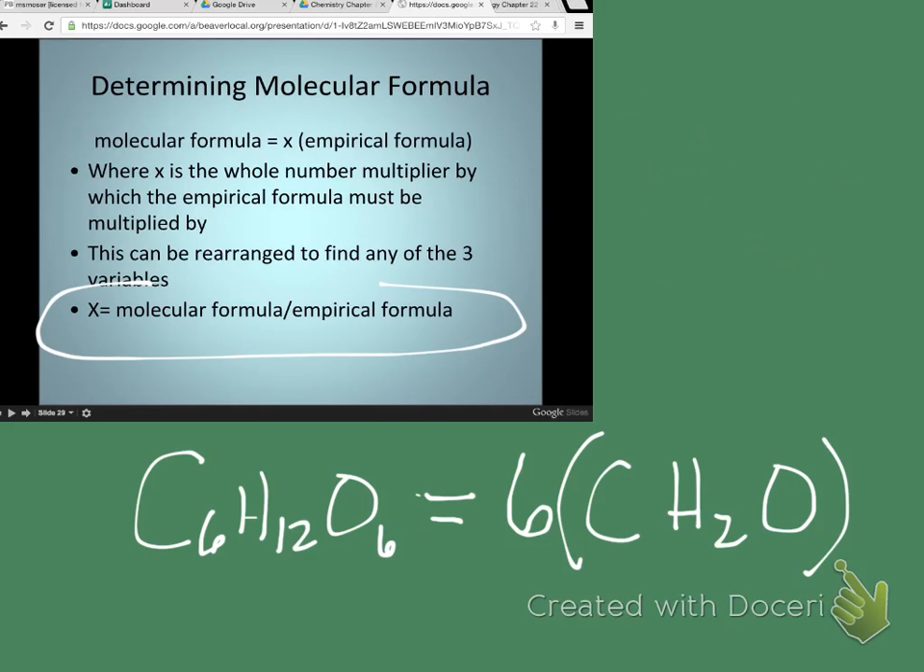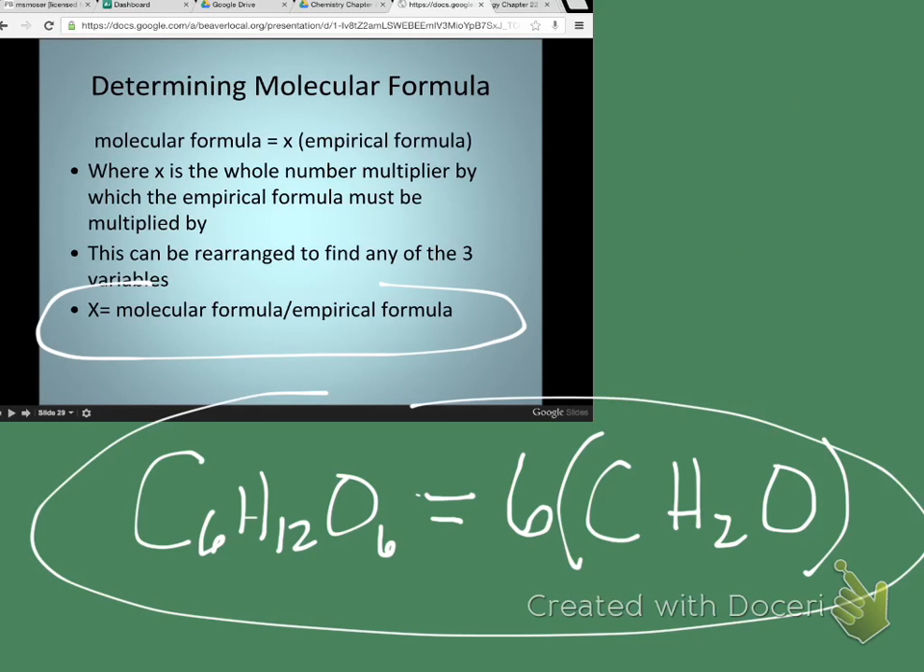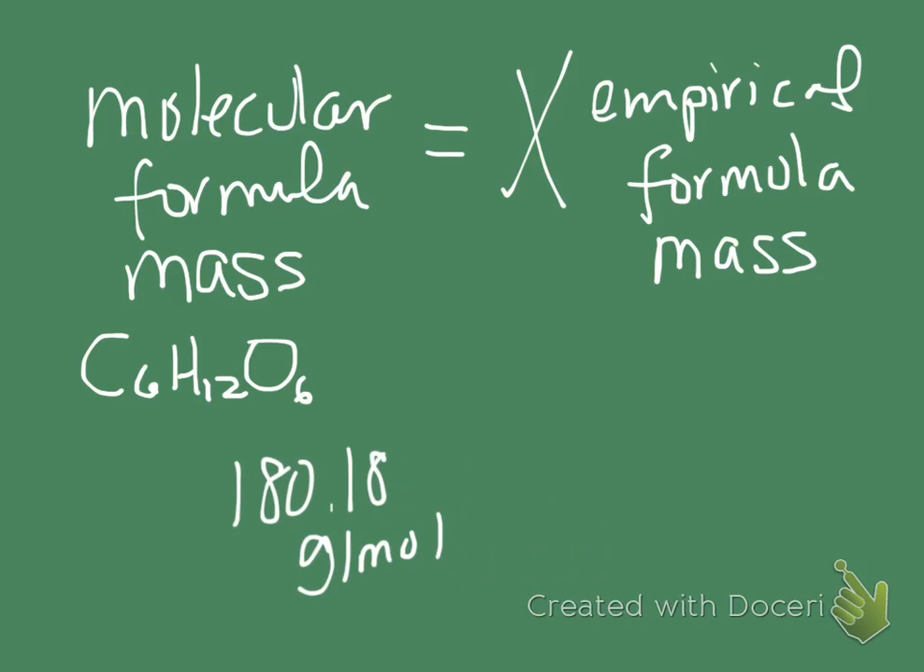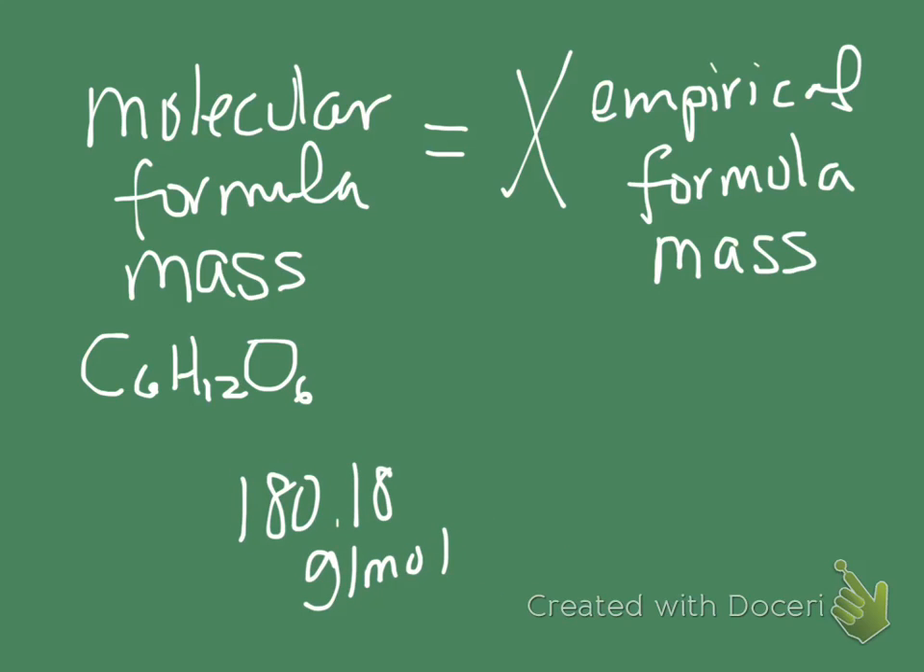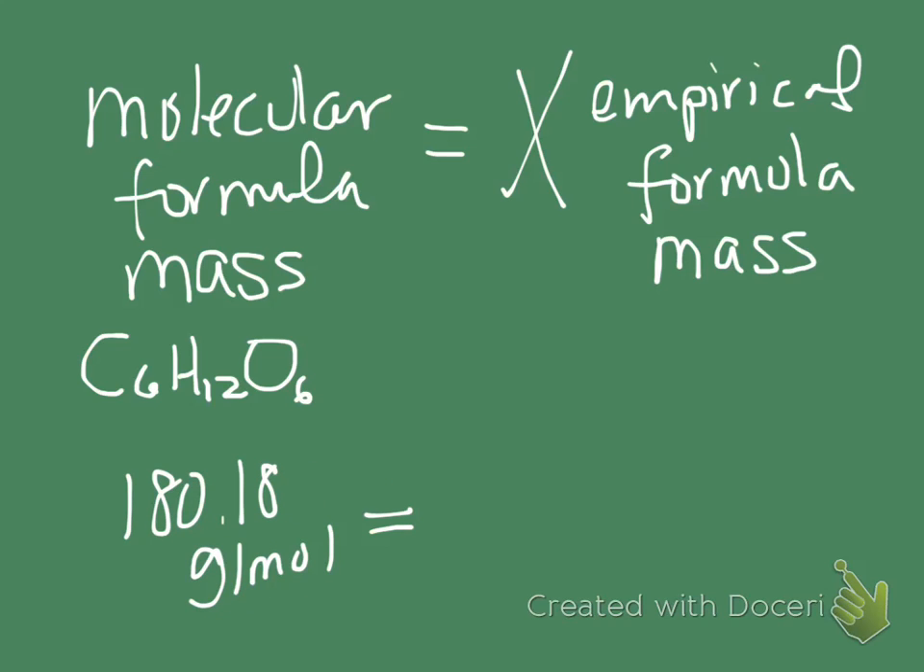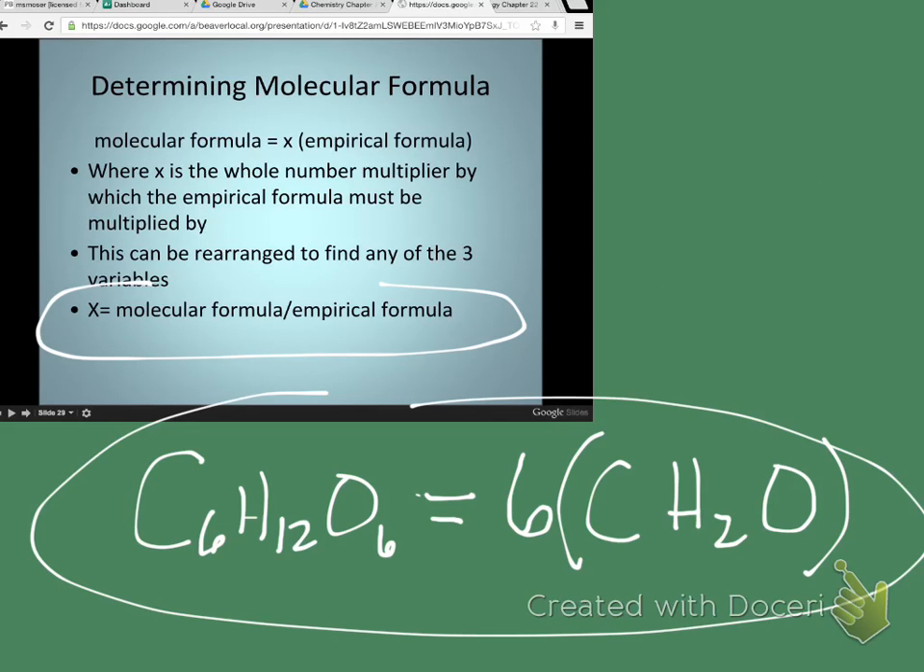We said you can all look at this and you know that, okay, if you multiply all the subscripts by 6, you get the molecular formula. Well, let's figure out the molecular formula mass for that. Okay? So go ahead and do the math. If what I claim is true, then 180.18 should equal x times the empirical formula mass, and that x should be 6.